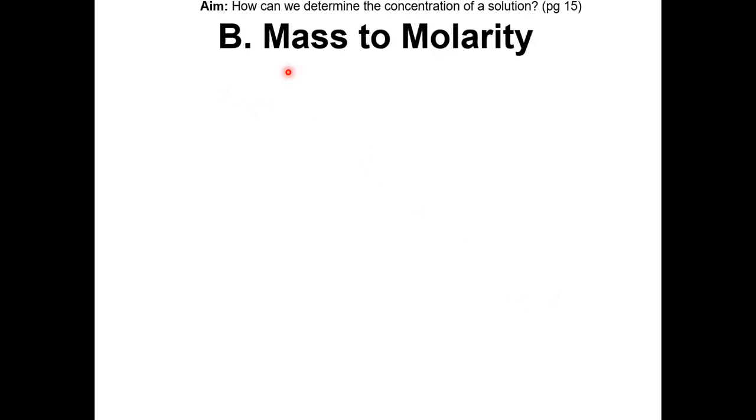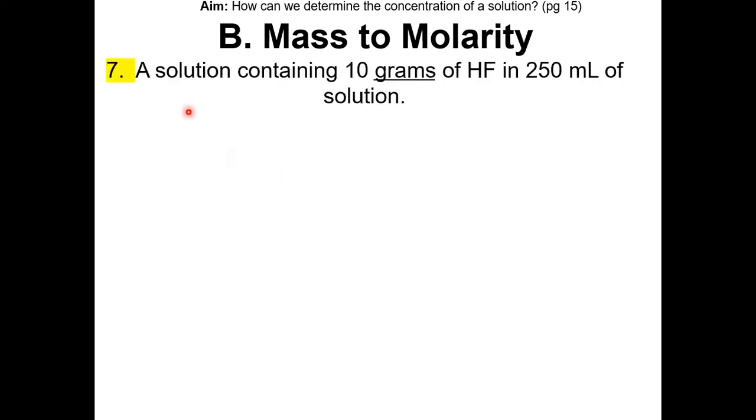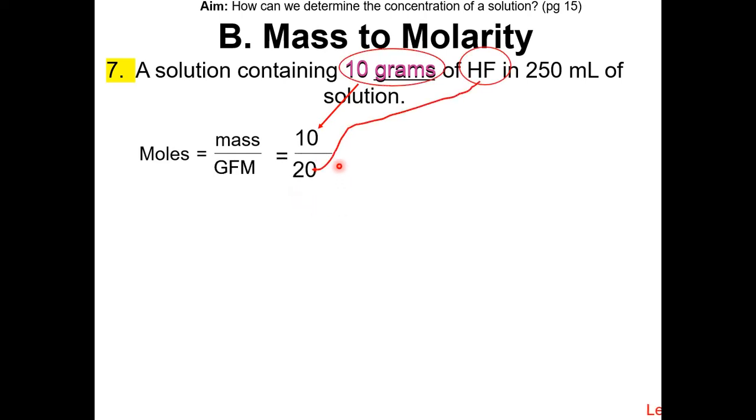For part B, we're given mass and we have to calculate molarity. Let's look at question 7. A solution containing 10 grams of HF in 250 milliliters of solution. What is the molarity? The first step is to convert the mass of the substance into moles. We're given 10 grams of HF. Using the equation on Table T, we know moles is equal to mass over GFM. So what is the GFM of HF? Using the periodic table, it is 20. So the number of moles is 0.5 moles.